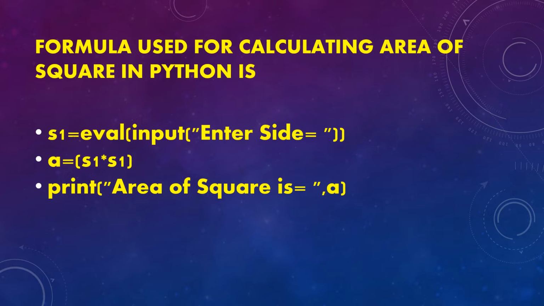Now this is the formula used for calculating area of a square in Python. S is equal to eval(input("Enter side")). A is equal to S into S. Print("Area of square is", A).